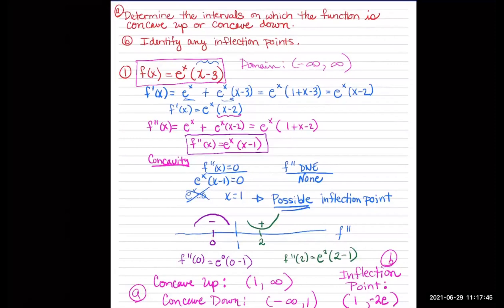Oh, how did I get minus 2e? I plugged it into the original function. Notice that x is 1. So I found f of 1, e to the first times 1 minus 3. Every time we want a y coordinate, we would plug it into the original function.